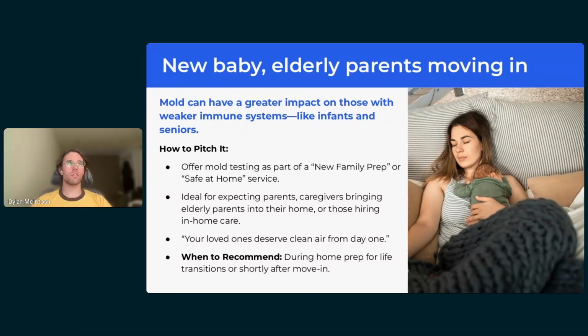Situations like that are key times when doing air quality evaluations, moisture and mold checks could be really impactful. Making sure that the home is, you're either identifying potential concerns or giving it a clean bill of health, some peace of mind for those people who are maybe more sensitive coming into the home. So, expecting parents, caregivers with elderly individuals or immunocompromised individuals, people recovering from long-term illnesses that are coming back home, things like that. A little tagline there to think about: your loved ones deserve clean air from day one.